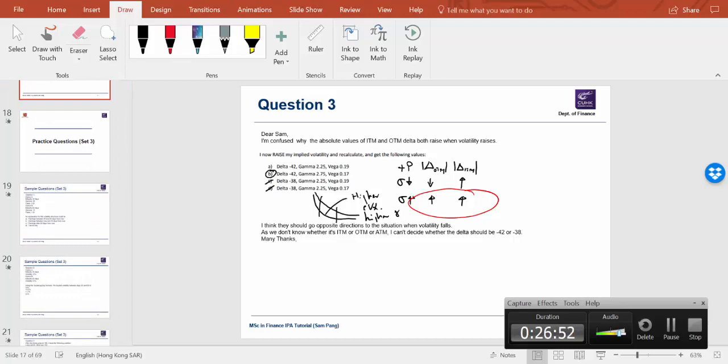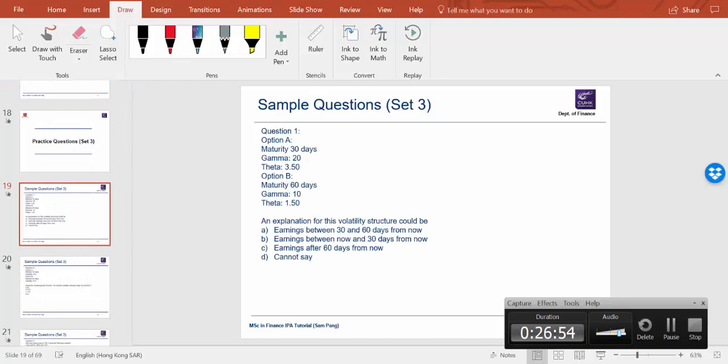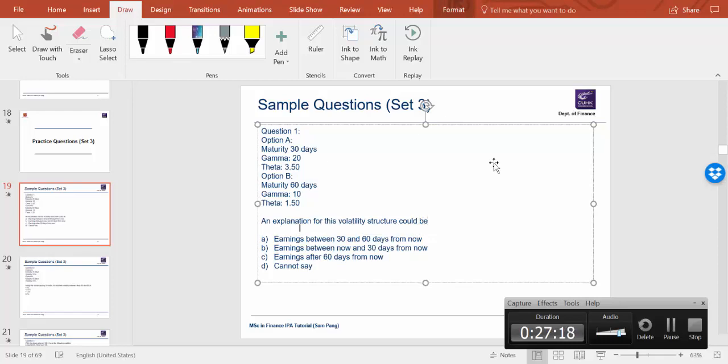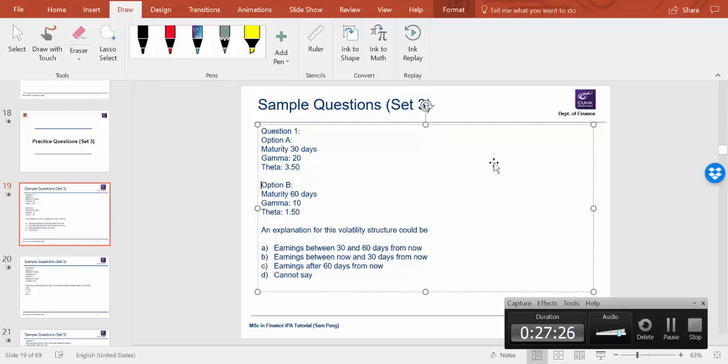All right, now I want to get on with the sample questions, and I'm going to start with number 1 in set 3. So you might want to just turn to that. Let me just space it out a bit.